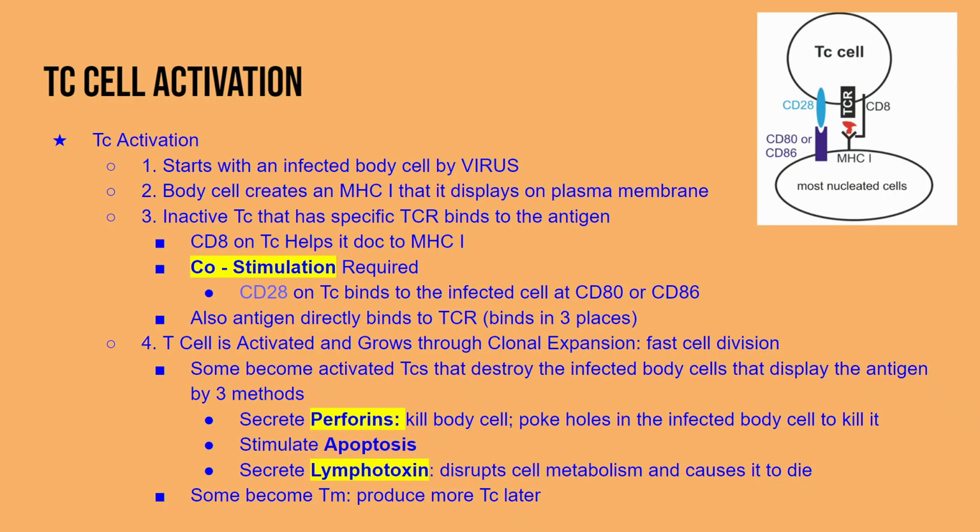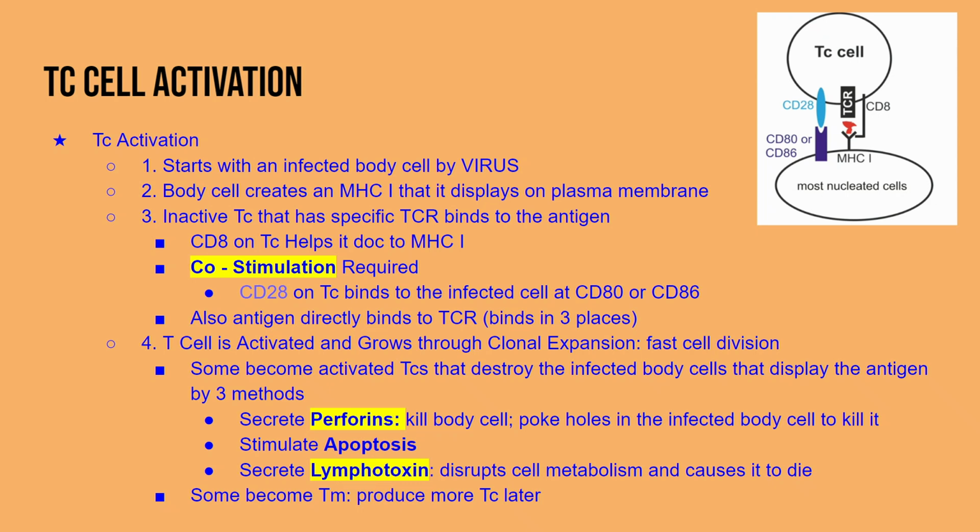This is T cell activation. So we start with a virus that enters the body, then an MHC is going to display that on the plasma membrane. So the body recognizes this virus and displays a little portion of it on the cell membrane. So then a cytotoxic T cell that has the receptor for that antigen can bind. And then CD8 helps it bind to MHC.